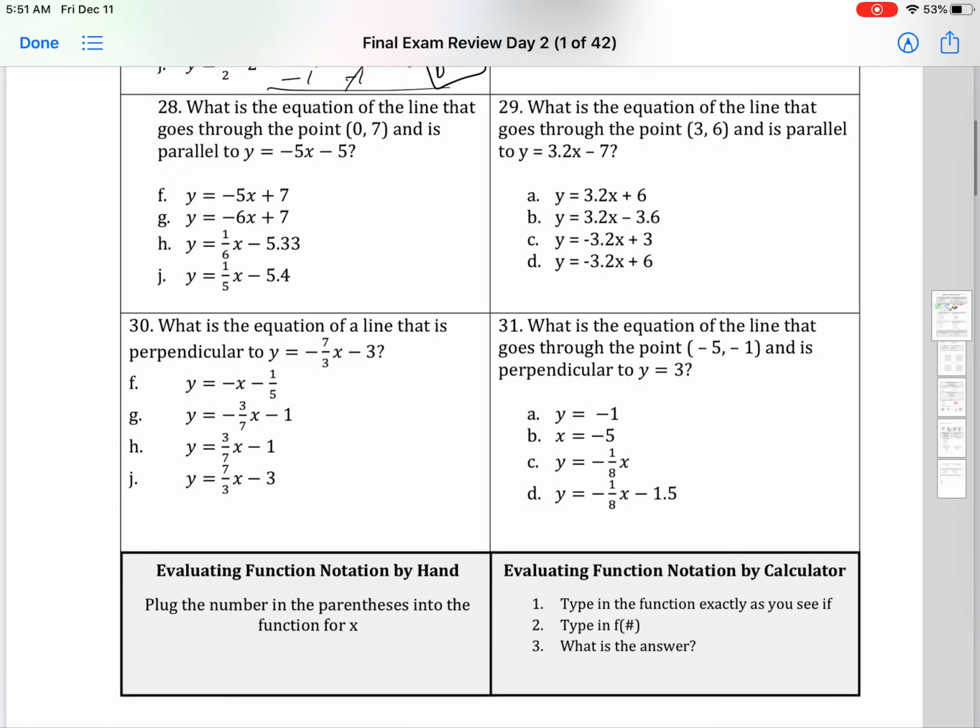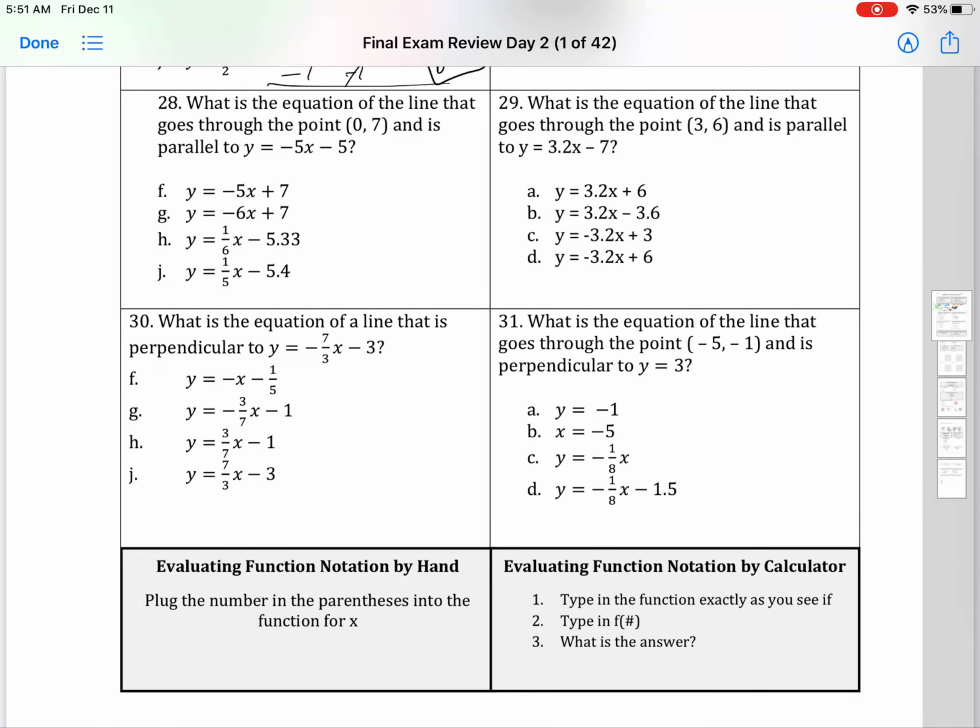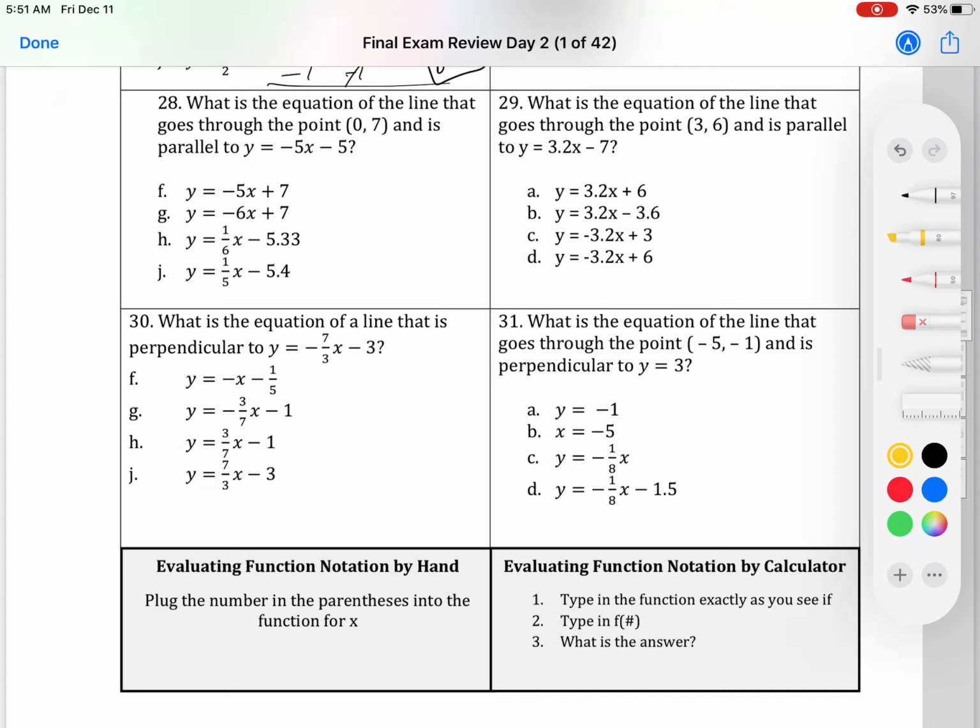Correct answer is C. When you're ready, let's try number 28. So in 28, we're going to start by knowing that this word parallel means same slope. So if parallel means same slope, it means I need an m that's the number -5. In any of these equations, that's not a -5. That's not a -5. And that's not a -5. So the only answer choice that's parallel, which means same slope, is option F. Nothing else has a slope of -5.